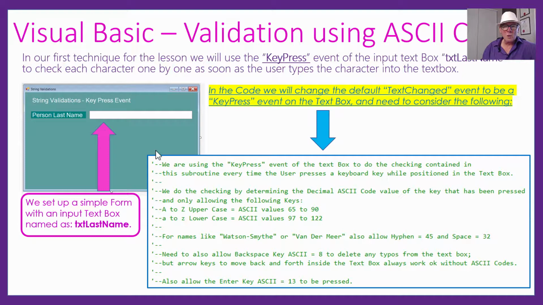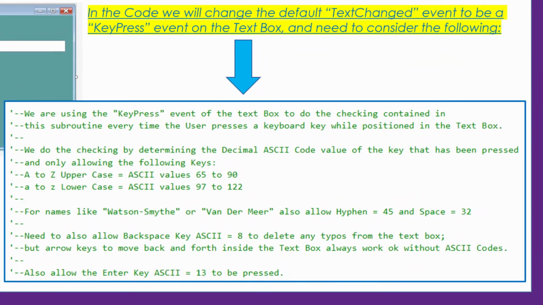And what we're going to be doing is we're going to be looking at the key press event. So as soon as they press the key, we're going to check, is the key between 65 and 90 when we get its ASCII value, or is it between 97 and 122, because that's all good, they're letters. And also we're going to allow hyphen 45 and space, which is ASCII number 32, and also the backspace key so they can delete stuff, that's ASCII 8 and 13. So all of these numbers listed here are good numbers.